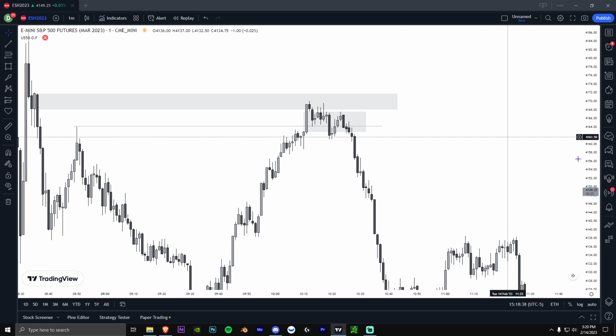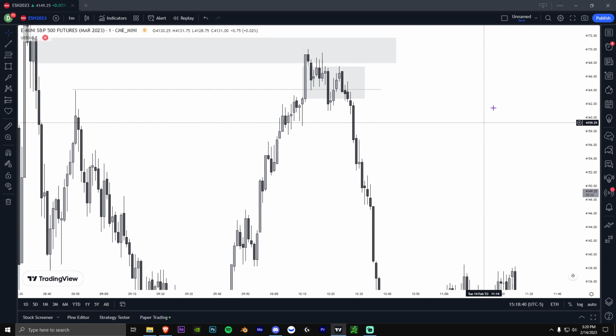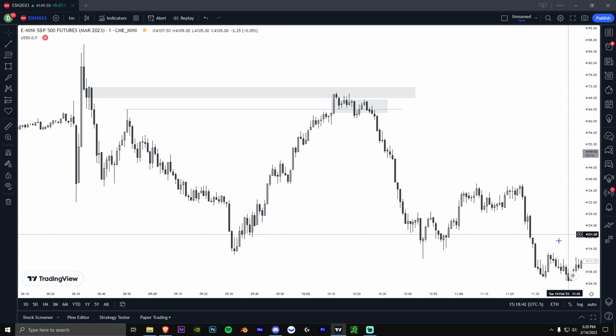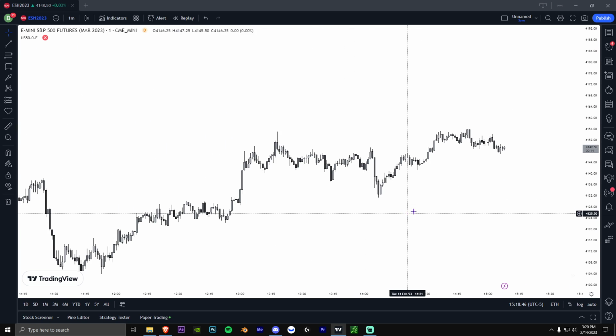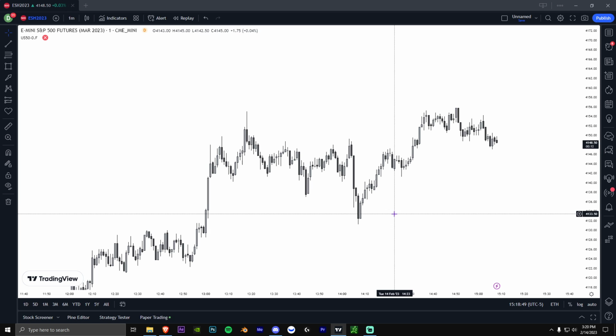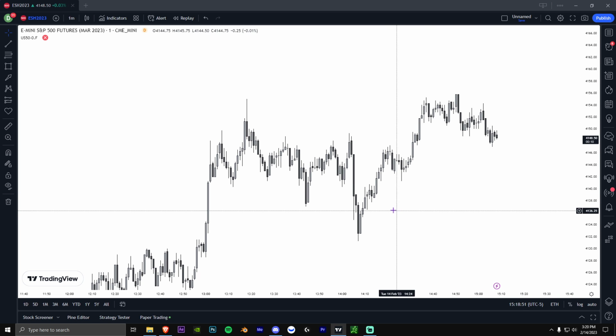Then we got a displacement down, okay? I'm sure we got an SMT somewhere between one of the indexes, but yeah, so that's kind of that. I'm just going to go over one more example.